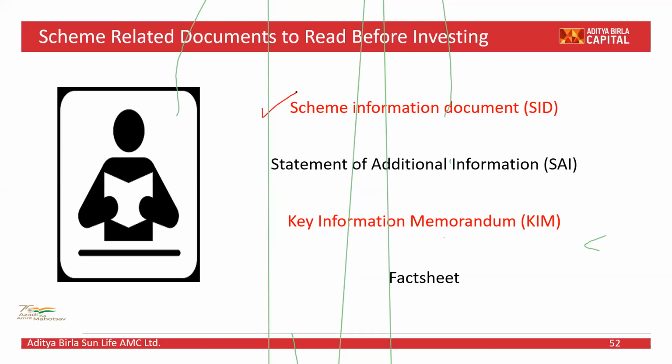There is something called SID, there is something called SAI, there is something called KIM. So you have to read these documents. You can skip the two, you can just read the KIM. KIM is an abridged version of both of them, where you will find all the details as to who the fund managers are, what schemes they are running, how old they are, and the scheme which they are bringing in, what that scheme is, where the money is going to be invested, all those things.